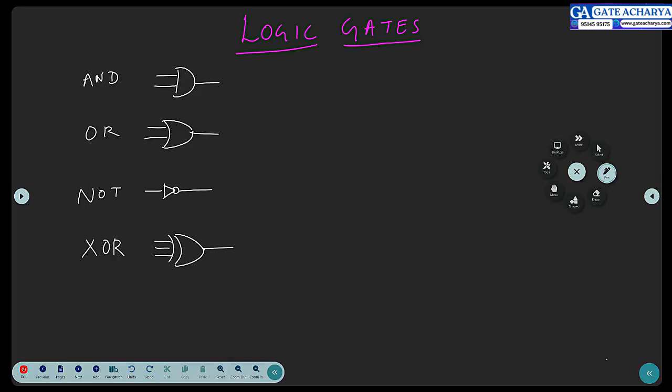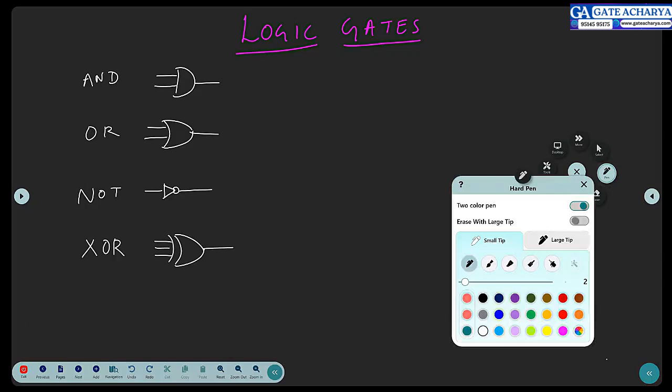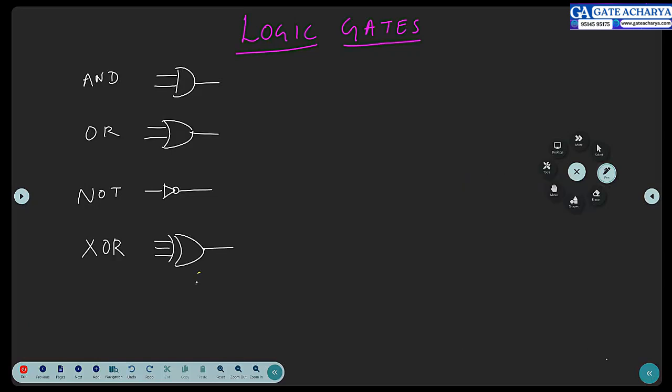When odd number of inputs are high, output is high. When odd number of inputs are high, output is high. Now make a truth table.